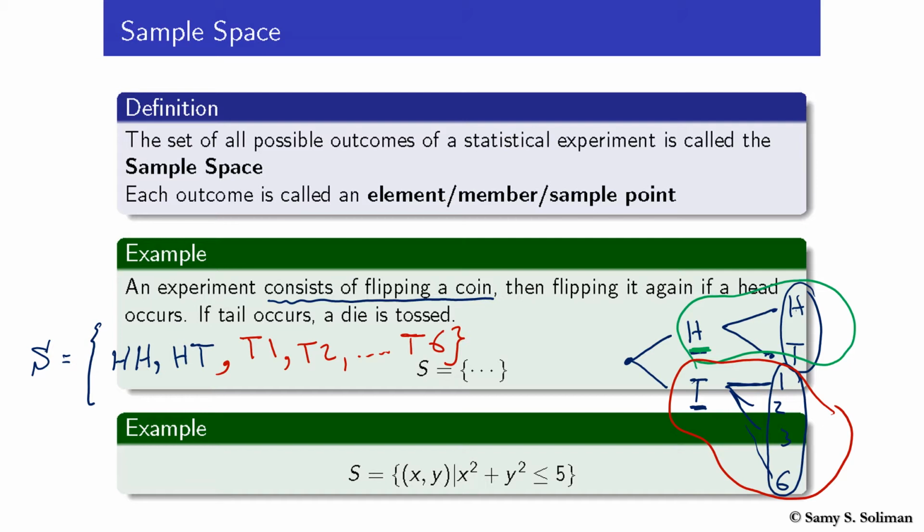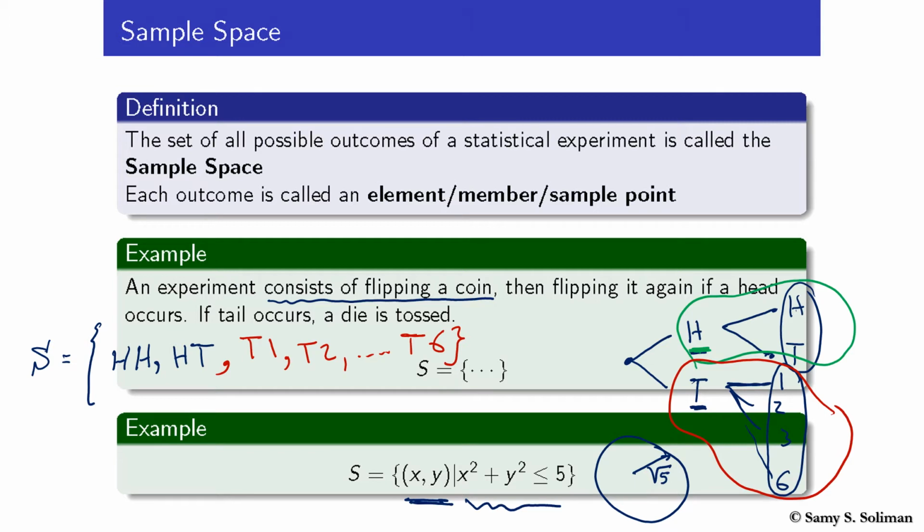Another example, if we have the sample space expressed as the set of ordered points or Cartesian points x and y, where x squared plus y squared is less than or equal to 5. This equation represents the equation of a circle surface whose radius is square root of 5.